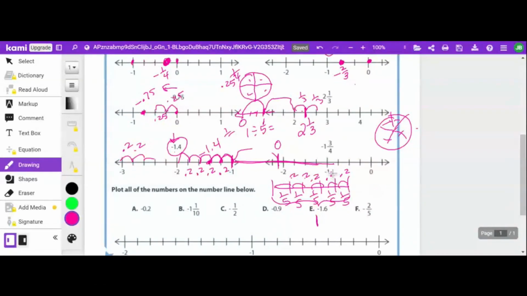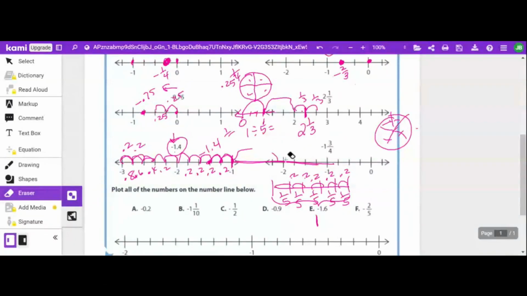And in decimal form, that means each chunk is 0.2. Okay, so that means that if each chunk is 0.2, then one hash mark over is 0.2, the next hash mark over is 0.4, the next hash mark over is 0.6, the next one's 0.8, and then we're at the whole number because we add 0.2 to 0.8 and it takes us to the next whole number. Okay. All right, let's look at this last one here. If I get all this erased.